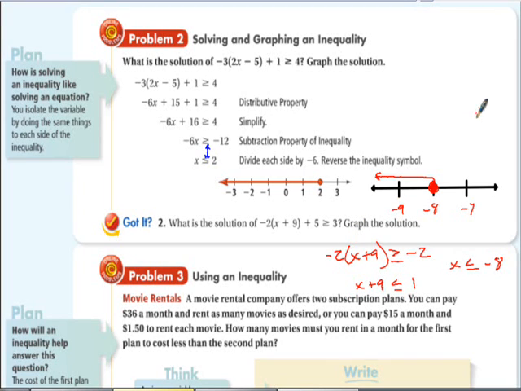A really easy way to check your answer here is pick a number that fits into this inequality. So if we chose negative 10, plug negative 10 in and see what happens. So negative 10 right there. That becomes negative 1. Negative 2 times negative 1 is 2. 2 plus 5 is 7, and 7 is greater than or equal to 3. So it worked. So you can check your answers just by plugging stuff in.